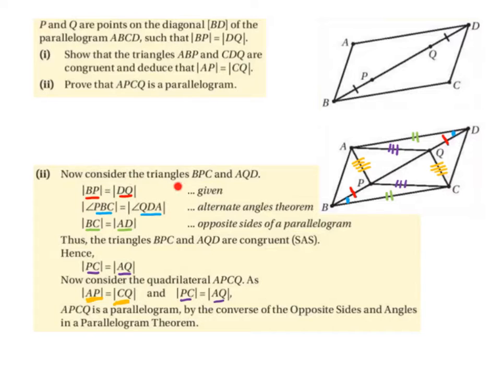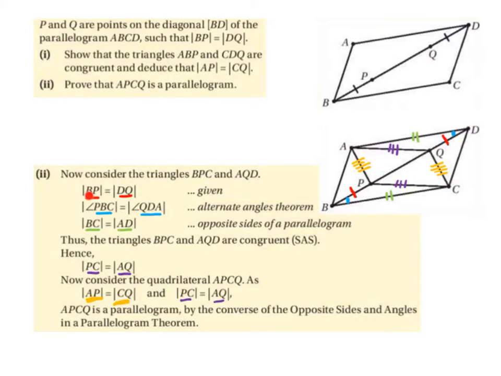So now we're going to consider the triangles BPC. We get that triangle by joining together the P and the C. And the triangles AQD. Again, we get that triangle by joining together the A and the Q.